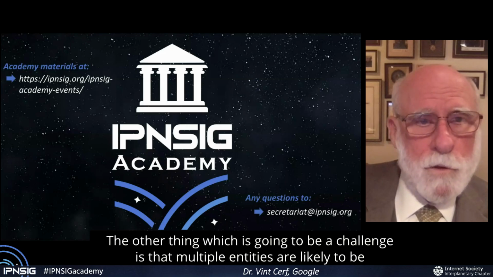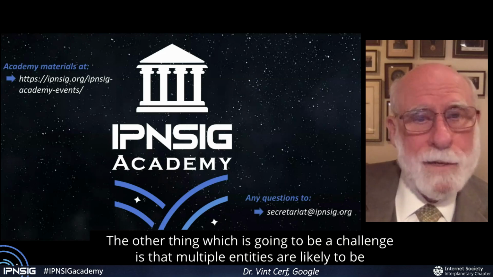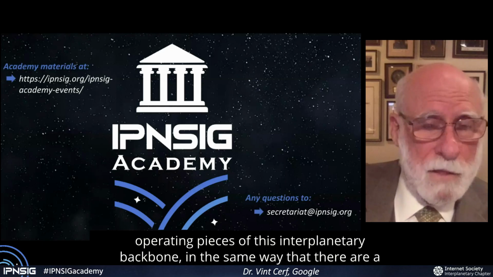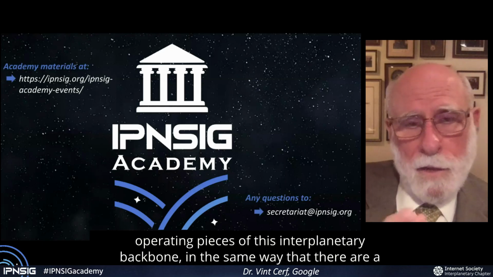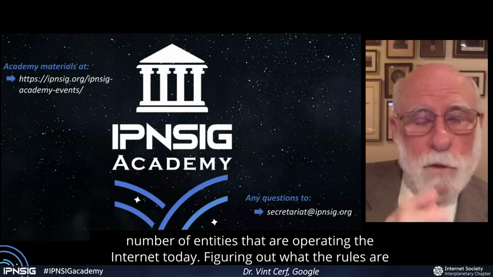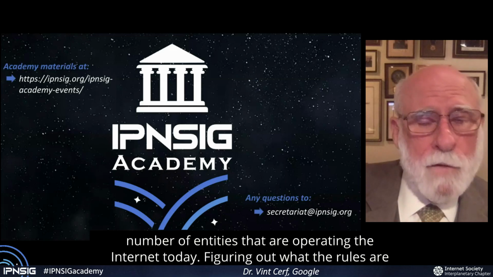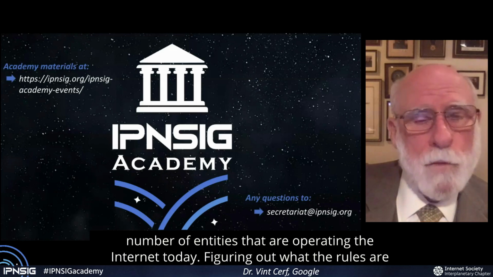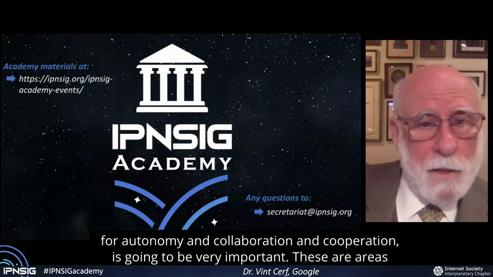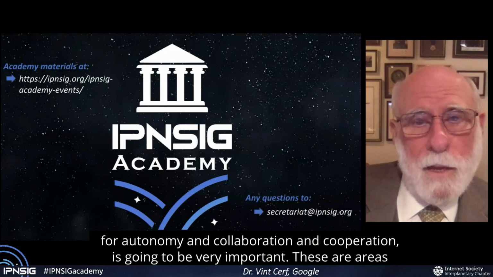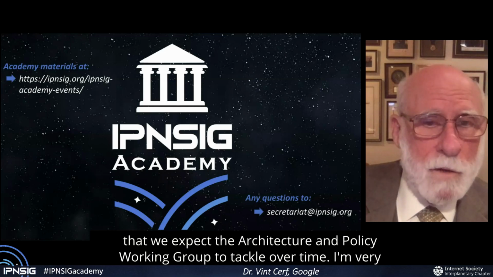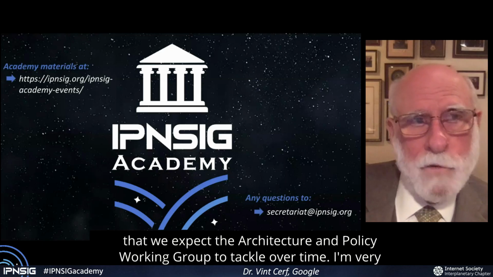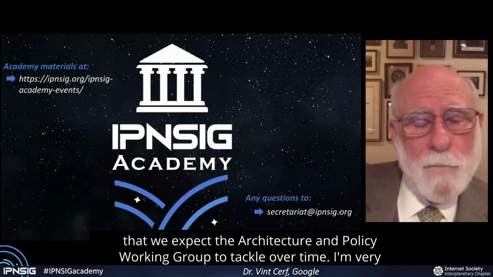The other thing which is going to be a challenge is that multiple entities are likely to be operating pieces of this interplanetary backbone in the same way that there are a number of entities that are operating the internet today. Figuring out what the rules are for autonomy and collaboration and cooperation is going to be very important. And these are areas that we expect the Architecture and Policy Working Group to tackle over time.